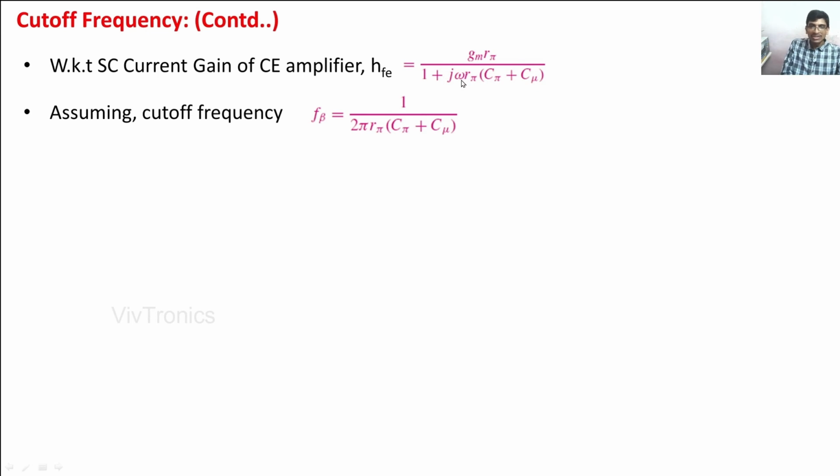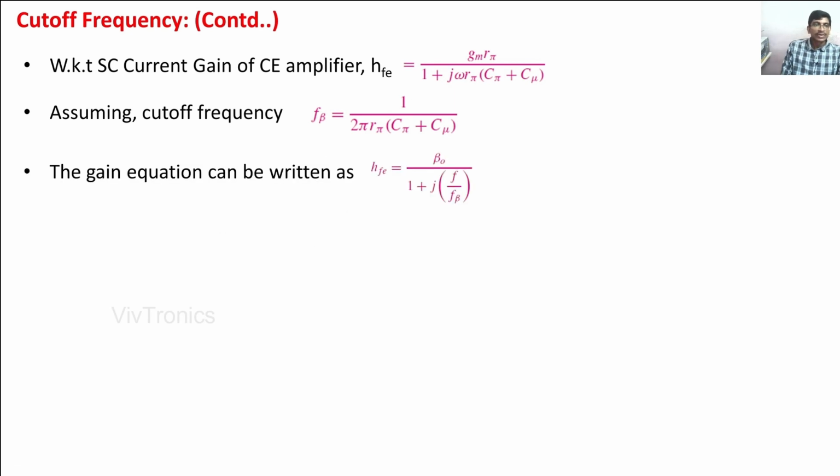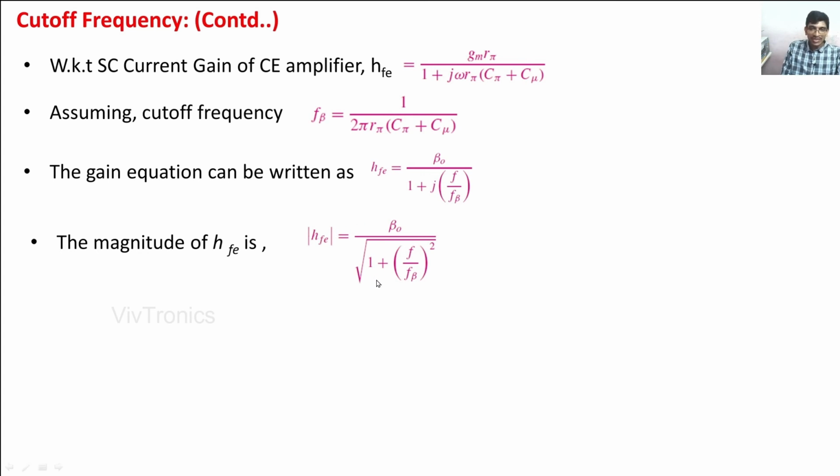So we will have 2 pi into R pi into C pi plus C mu, and remaining here we have j and f terms. So j f divided by f beta will come to us. Here the gain equation can be written as HFE equal to beta naught by 1 plus j into f by f beta, where beta naught is nothing but gm into R pi, the current gain of our CE amplifier. So we can calculate the magnitude of HFE: modulus of HFE is equal to beta naught by square root of 1 plus f by f beta whole squared. Here we eliminate the imaginary term j by taking the modulus.